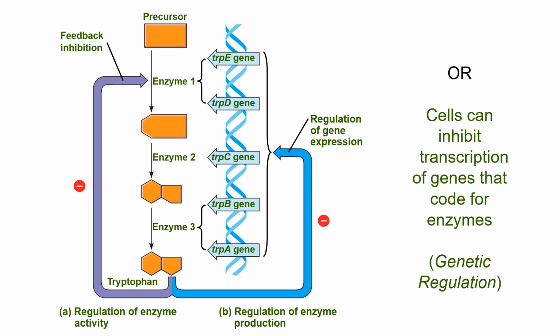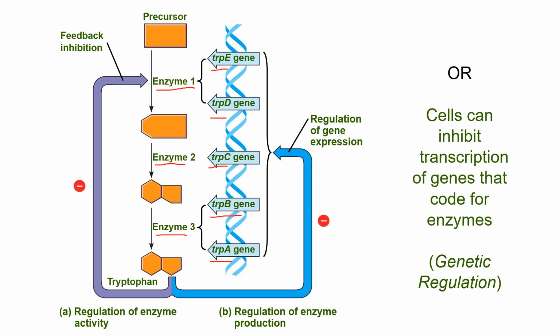So let's take a look at those genes. So we have TRPE, TRPD. They each code for one polypeptide, one protein. Those have to come together to make enzyme 1. Then we have the TRPC gene, which codes for the enzyme number 2. And then we have TRPB and TRPA, and those code for enzyme 3. So this is another case where the 2 proteins have to come together to make that 3rd enzyme.